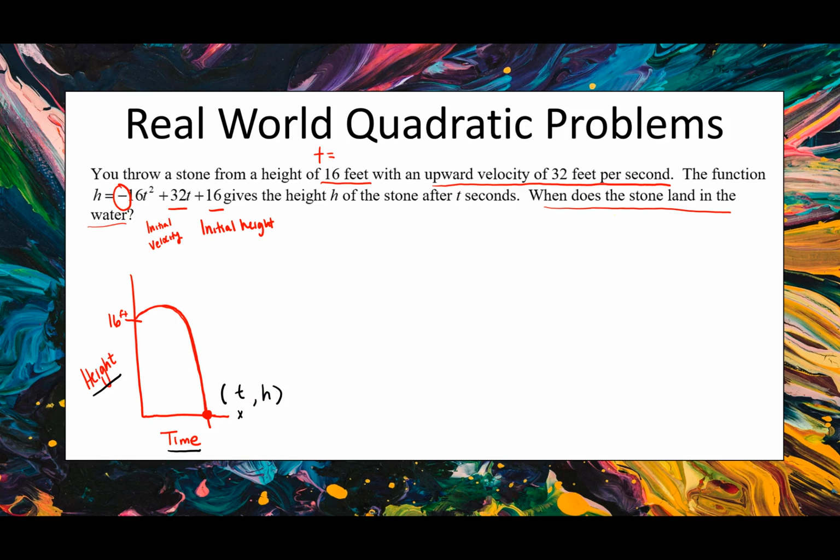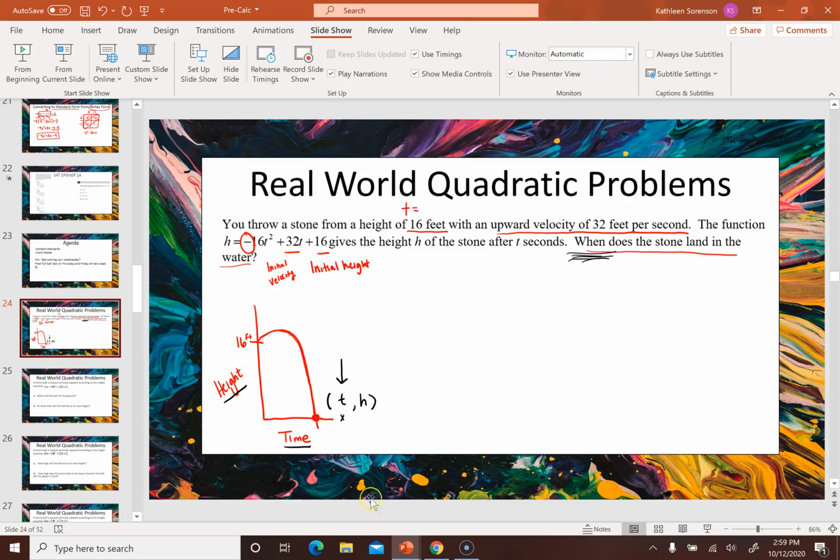Well, what do we care about when it says when? When does the stone land in the water? Well, what we care about is this value right here. So what I'm going to do is open up Desmos, and we're going to graph this equation, negative 16t squared plus 32t plus 16, and we're going to find that coordinate. So I want you to practice this with me.